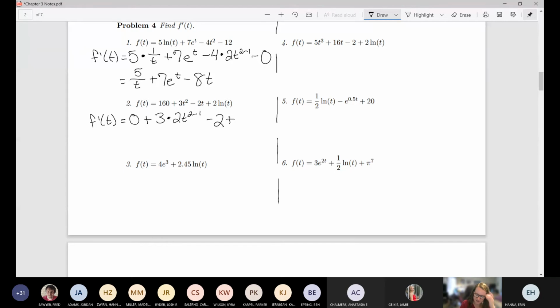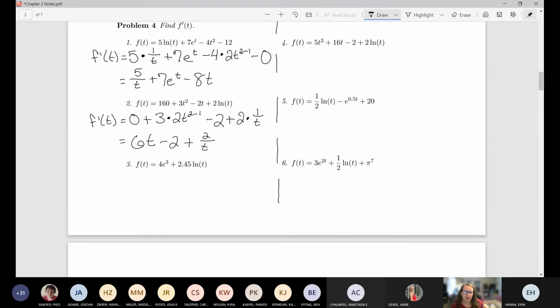And then the derivative of 2 natural log of t. 2 comes along for the ride. Derivative of natural log is 1 over t. So I can simplify this a little bit if I would like to. I would write it as 2 over t, but whatever floats your boat.